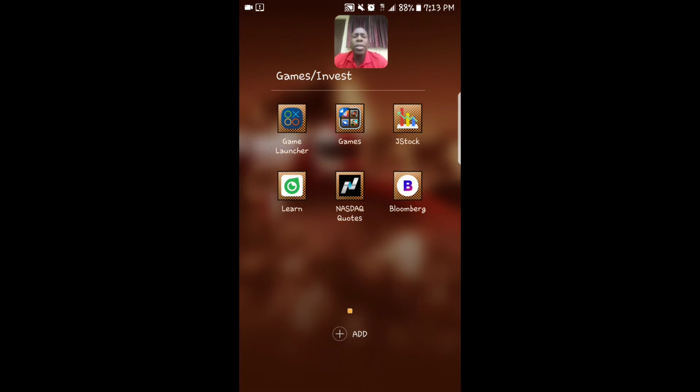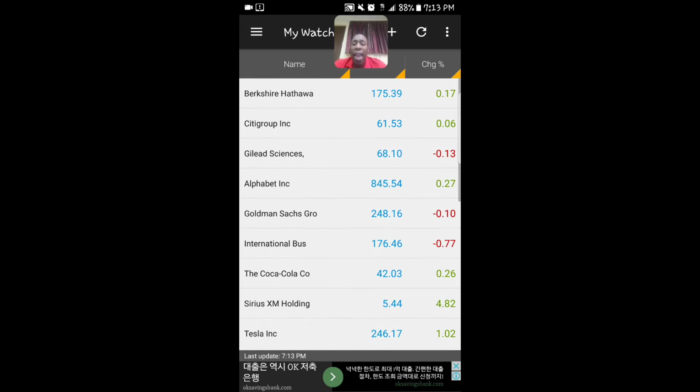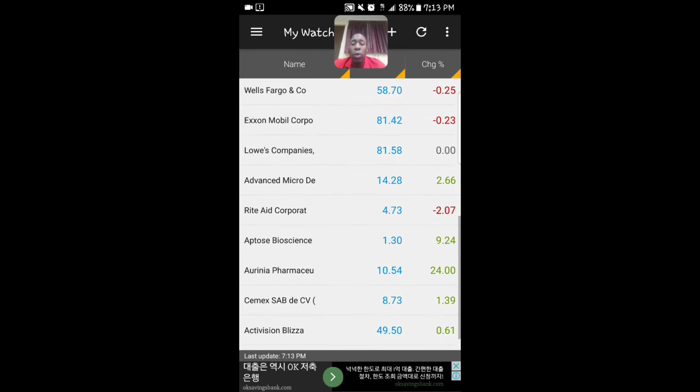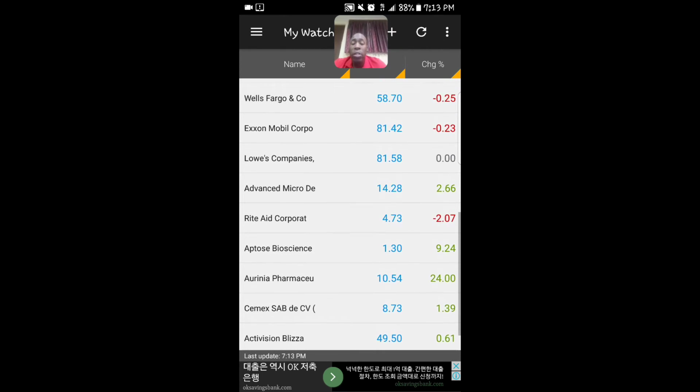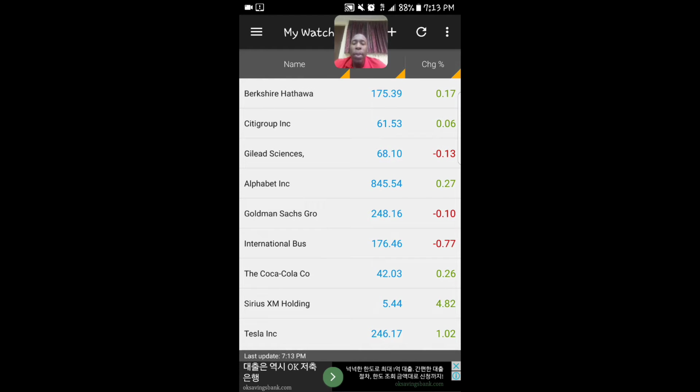My first app is the J Stock. The J Stock app is well developed, it's easy and it's simple. You just put on your watch list or any stocks that you already have. You load them into your portfolio as you see mine, from Berkshire Hathaway to Citigroup, Coca-Cola, Lowe's, Rite Aid, and all the way down to the bottom of Activision Blizzard. Okay, so I'm just going to pick a stock here to show you because this is plain and simple.